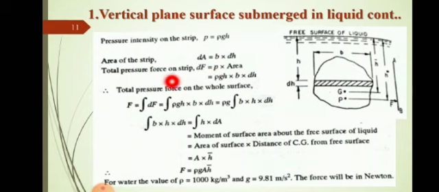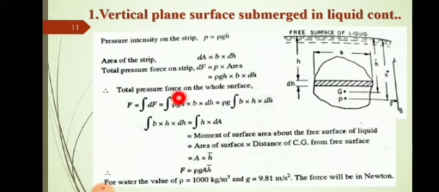Now the total pressure force on the strip is equal to, here we have found out the pressure, from that we are finding out the force. Force is equal to pressure into area. So pressure is rho gh into area is b dh. So the total pressure force on the strip alone, dF, is equal to rho gh into b dh. So from this, how will you find out the total pressure force on the whole surface? We have already told you that in order to find out the total pressure force on the entire area, first we will find out the pressure force on the strip and then we will integrate it for the whole area.